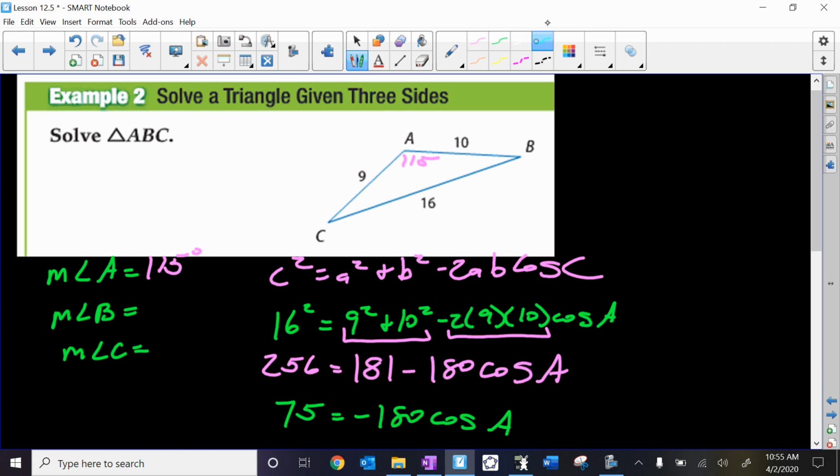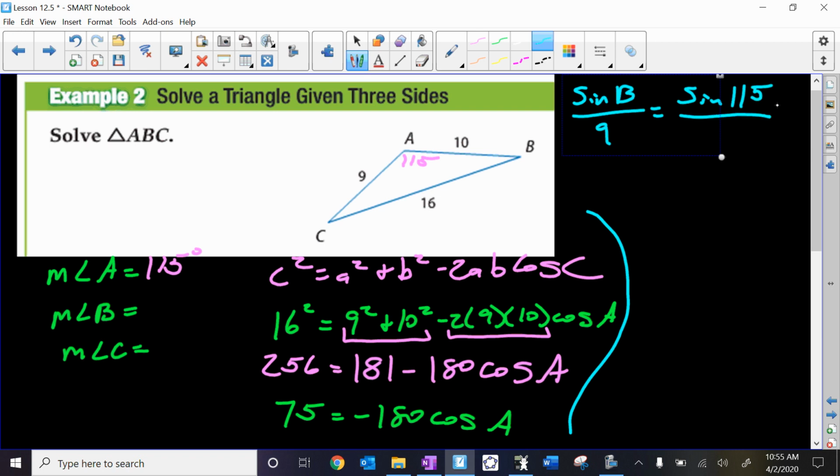Once I know one angle measure, then we can go off and use the law of sines. So we're going to say, let's solve for angle B. So sine of B over 9 is going to equal sine of the angle measure we just found, 115, over 16. Multiply both sides by 9. Sine of B equals 9 sine of 115 over 16.